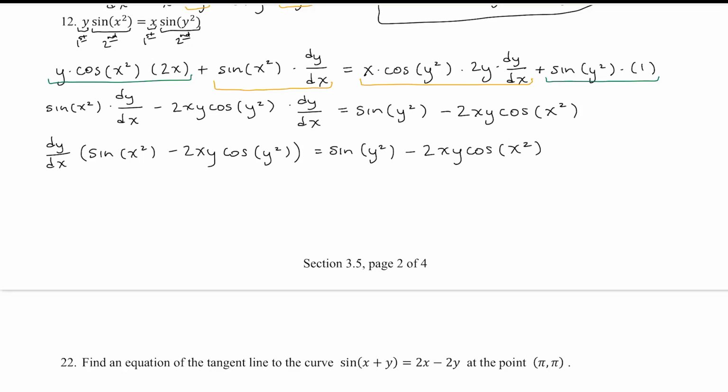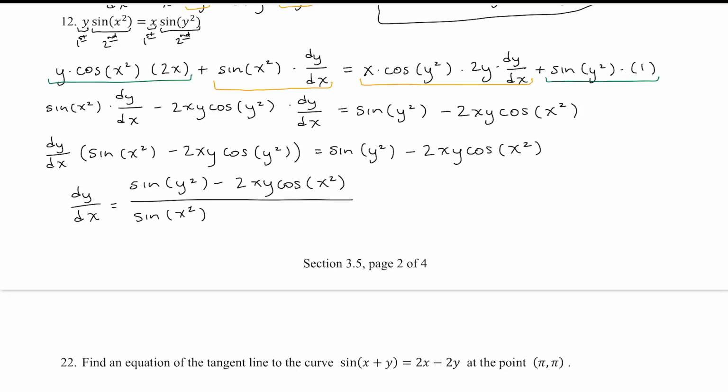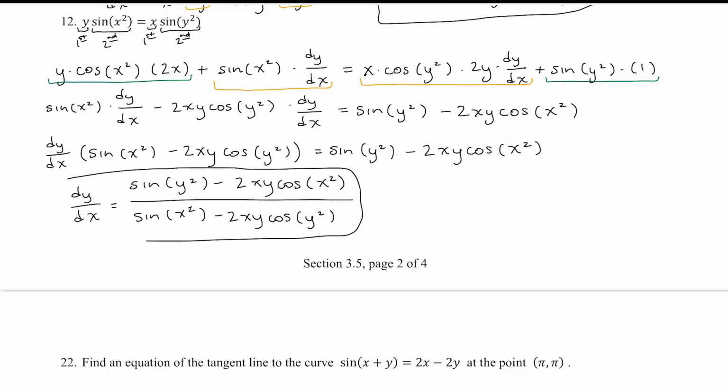And then my last step is to divide both sides by what's being multiplied by dy dx on the left side. So again, my ultimate goal is finding dy dx, or y prime, the derivative of y with respect to x. So I'm going to rewrite the right-hand side. And then I'm going to divide by that entire bit in parentheses on the left-hand side. And Bob's your uncle. So this is my final answer.